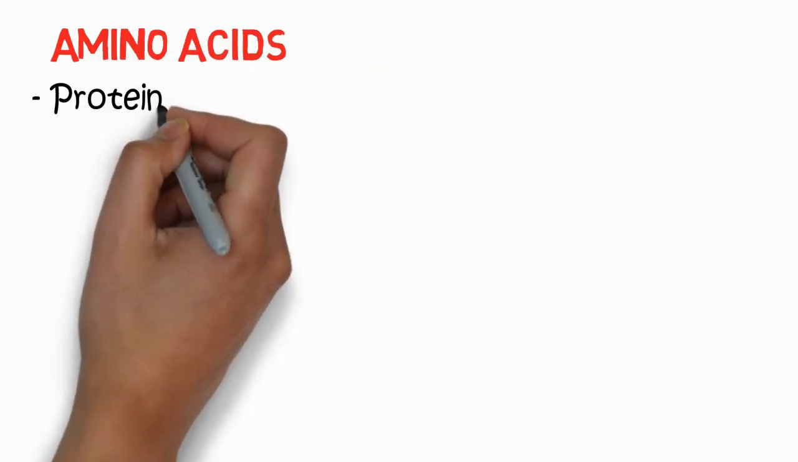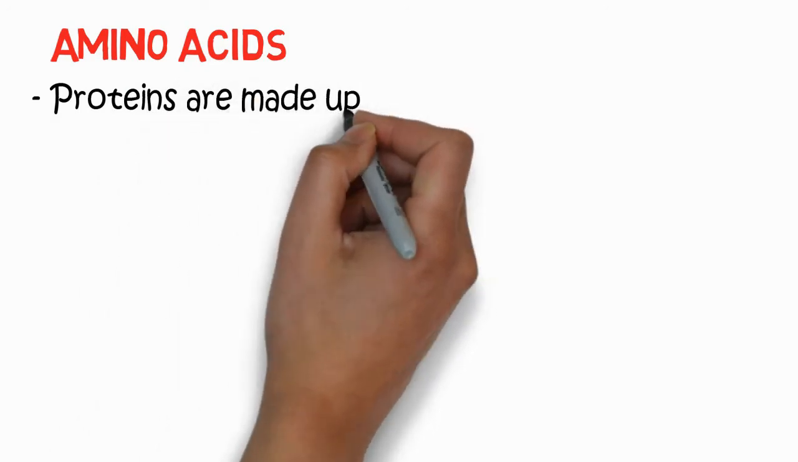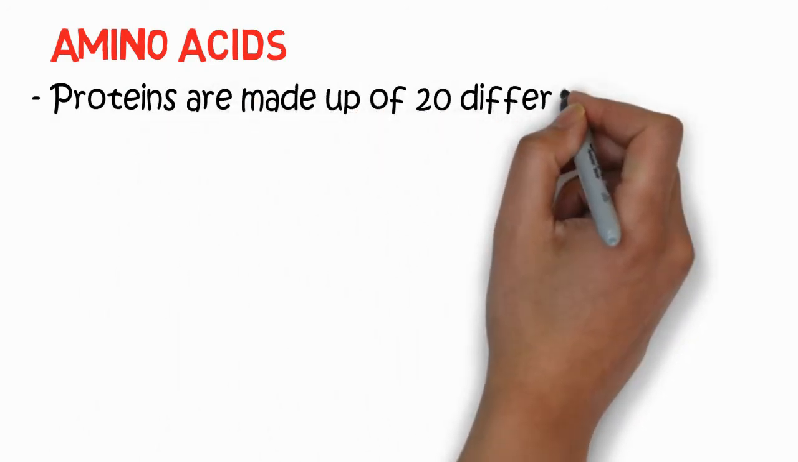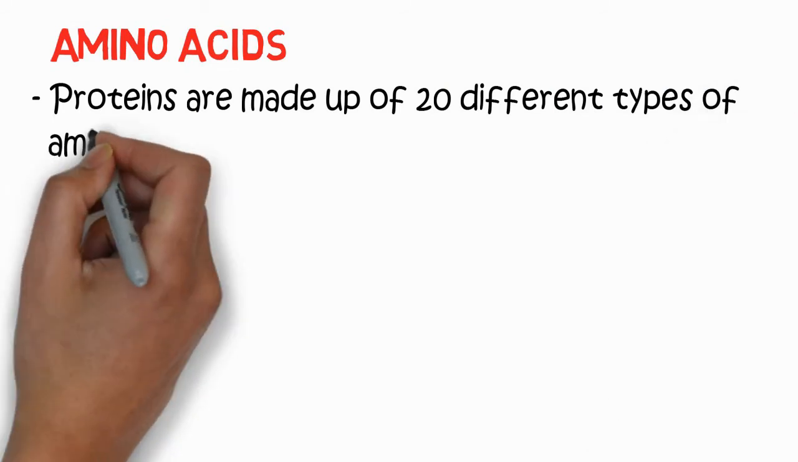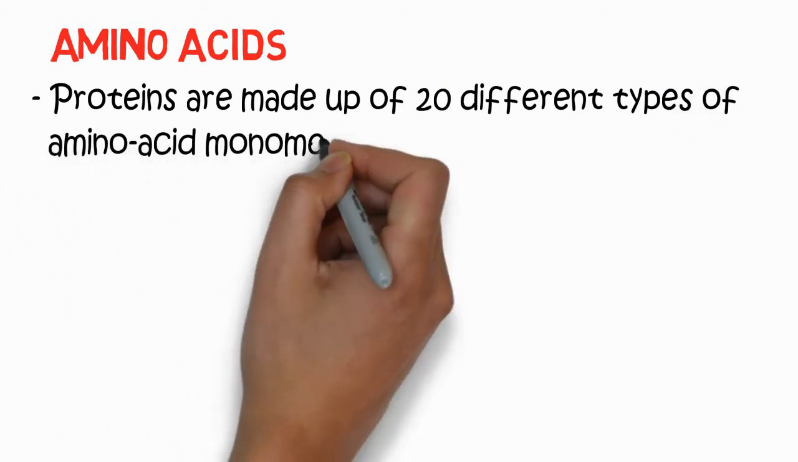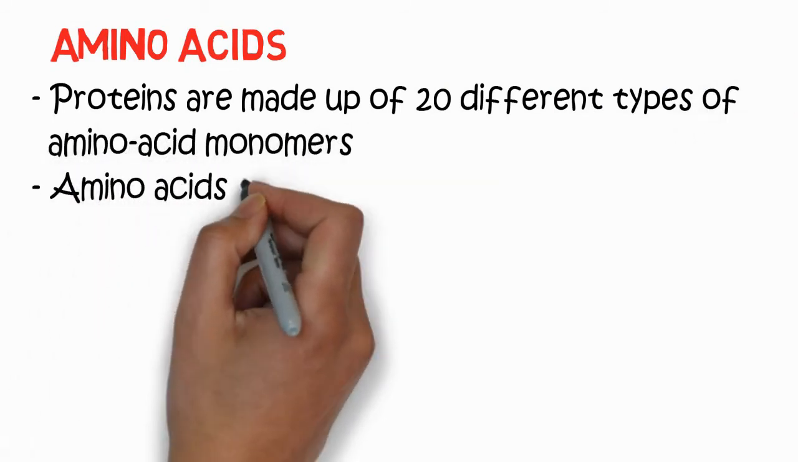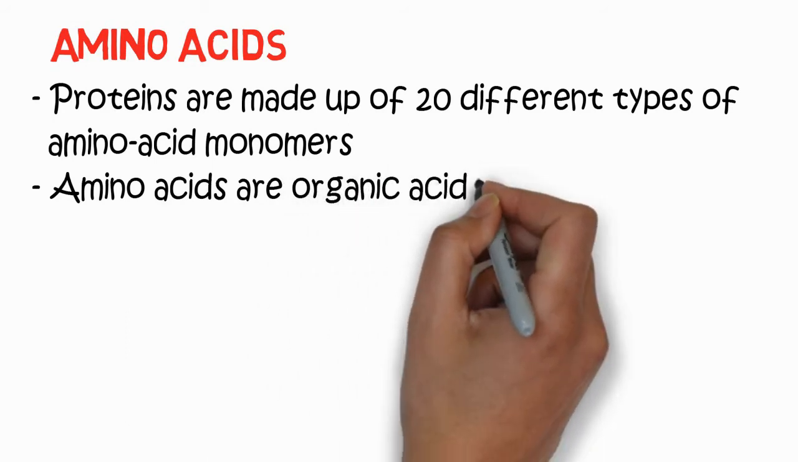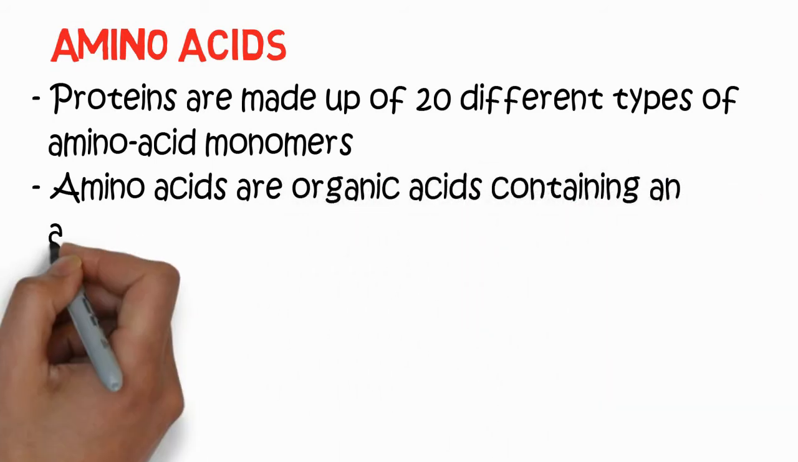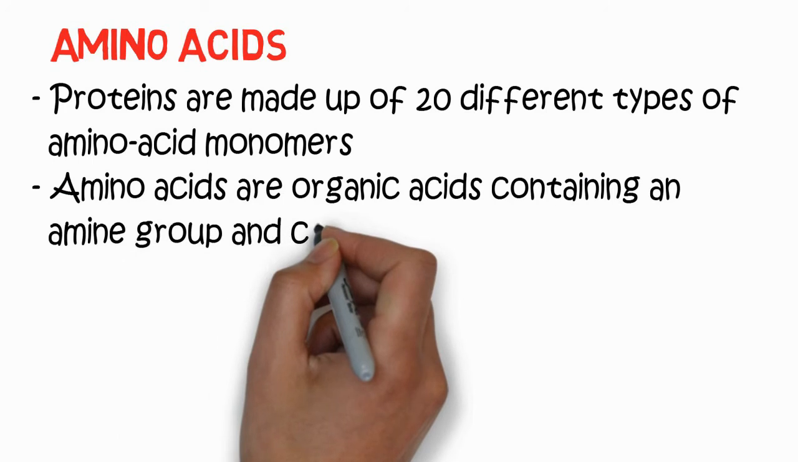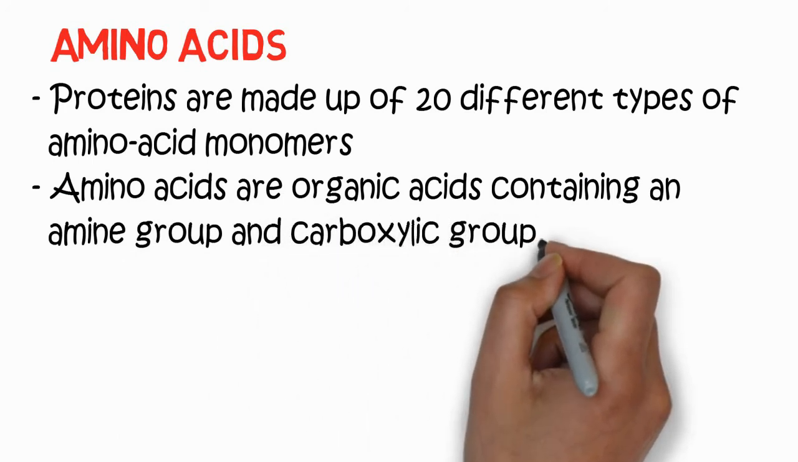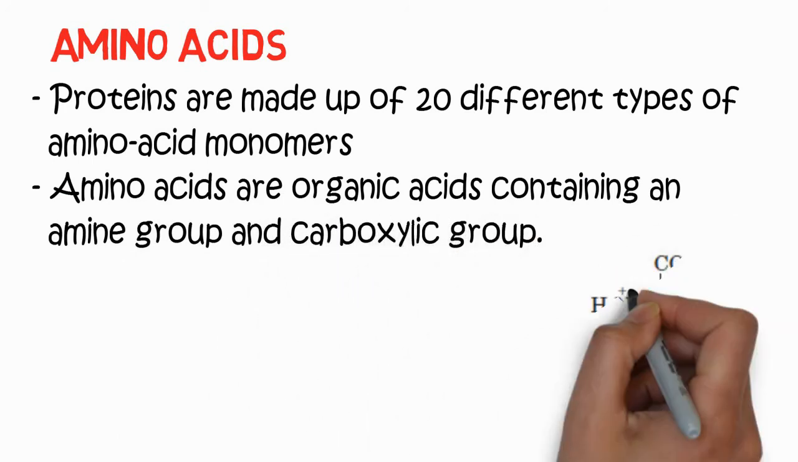Amino acids. Proteins are made of 20 different types of amino acid monomers. Amino acids are organic acids containing an amine group and a carboxylic acid group.